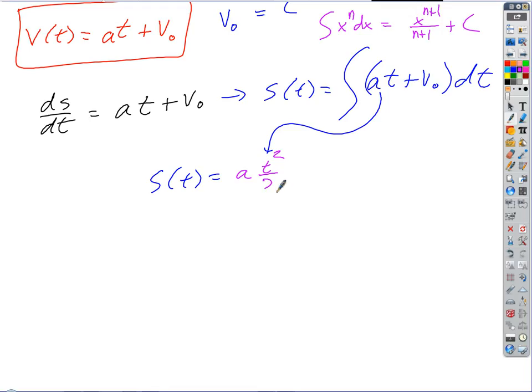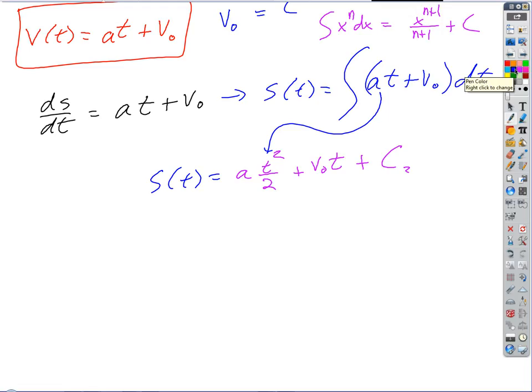t squared over 2. What's the antiderivative of v naught dt? V naught's a constant, right? V naught t. Plus some constant, call it C2. That's kinematics number 3. That's honestly how I got the 2.